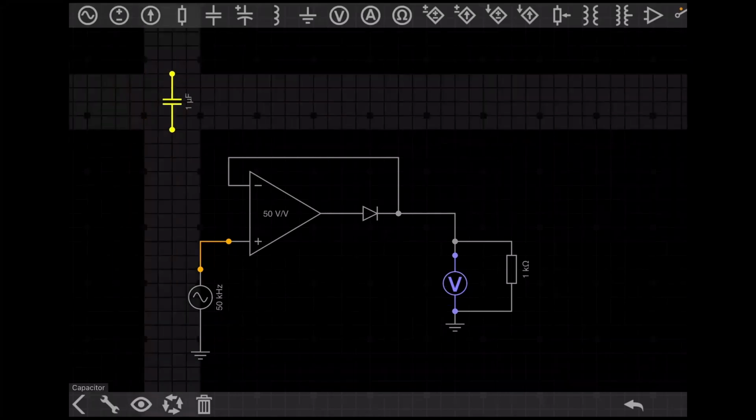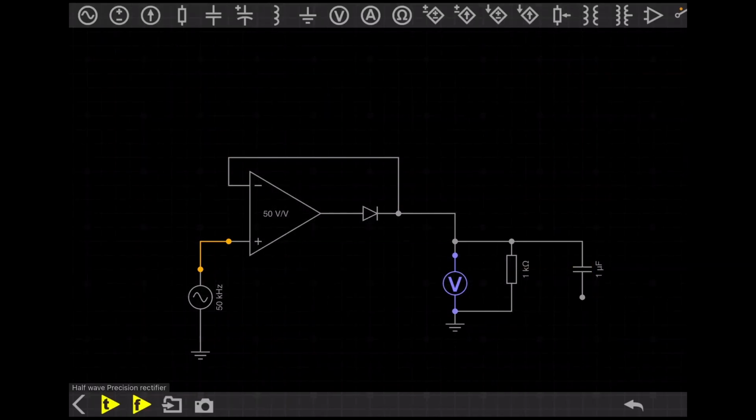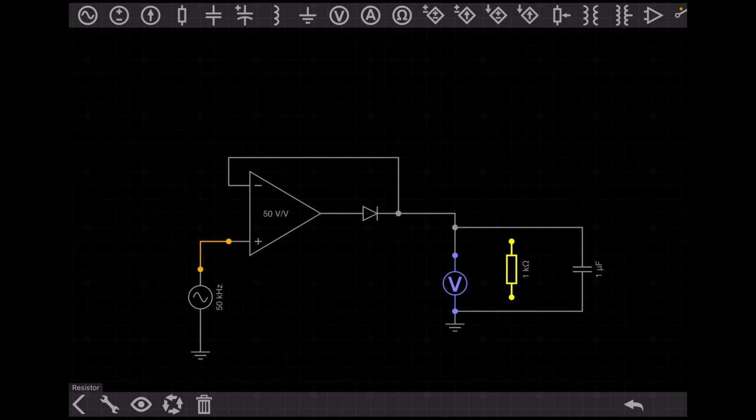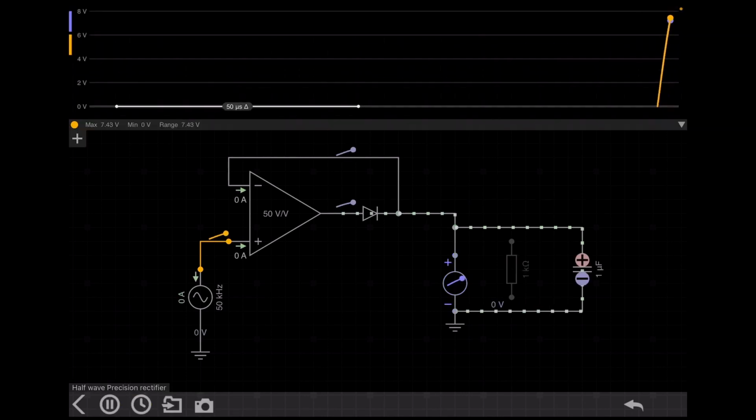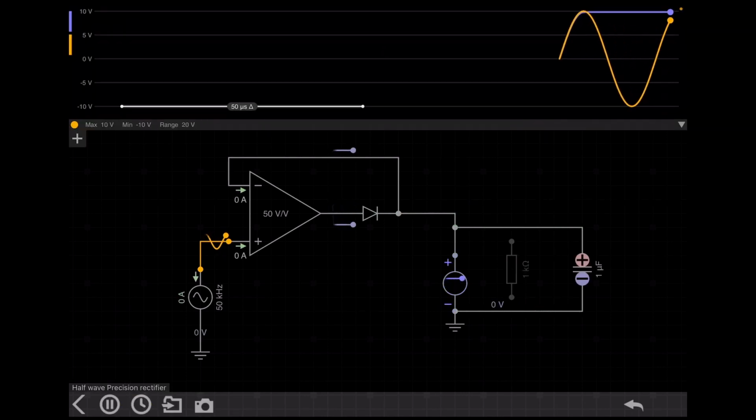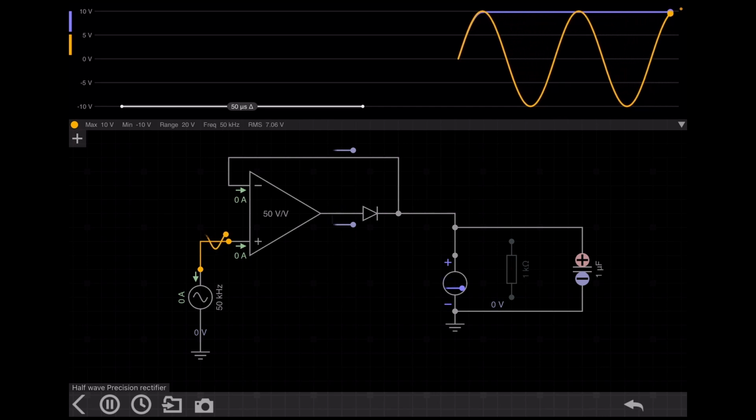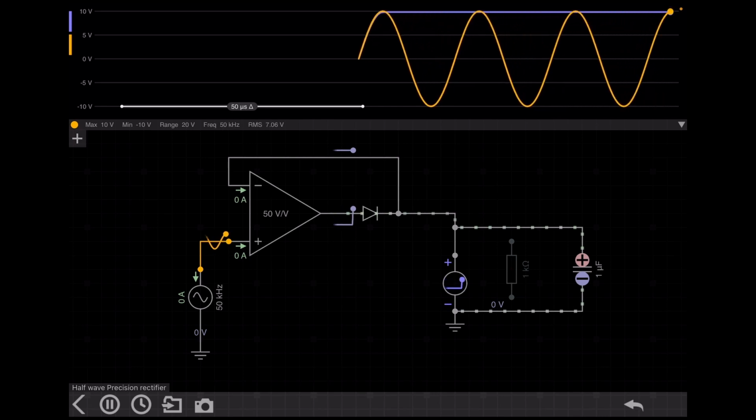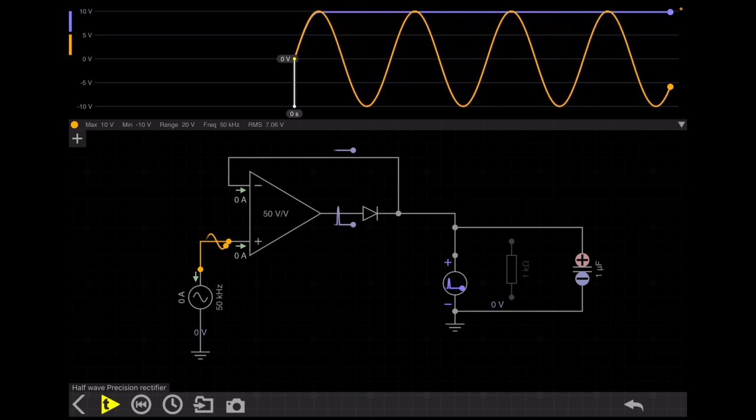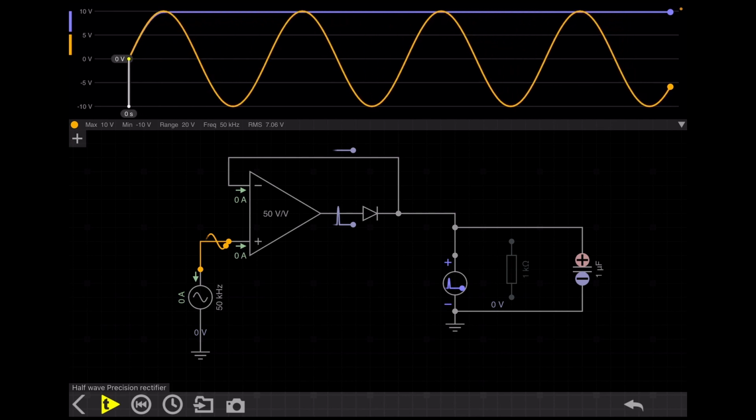So what we need to do? We need to connect a capacitor. So now you can see here that the output voltage is constant. Why? When the circuit just started, at that time the blue line just follows the orange line. That means the input and output are the same.